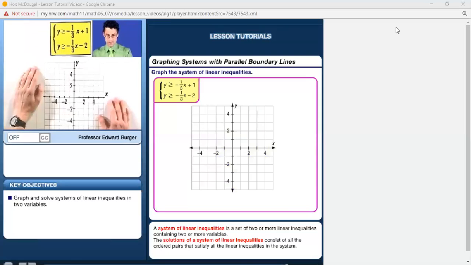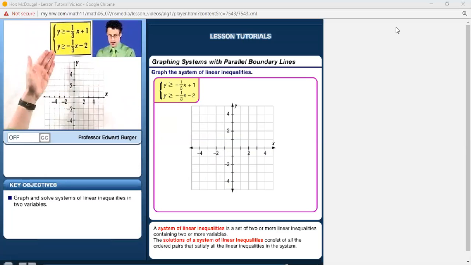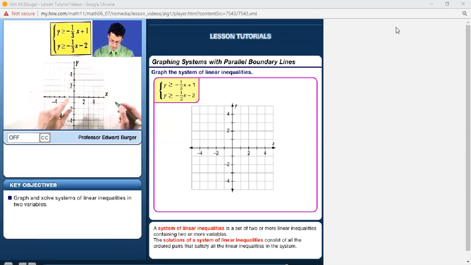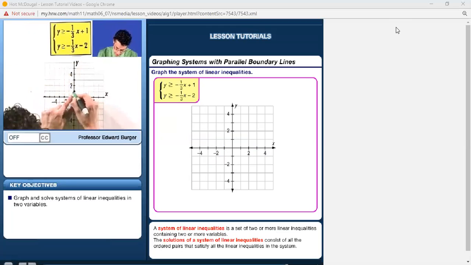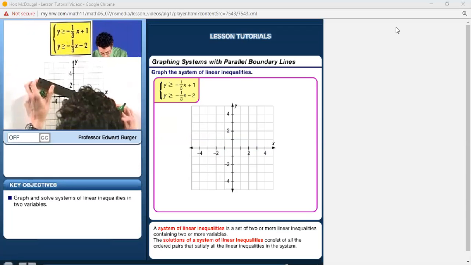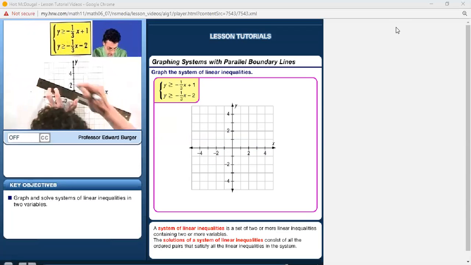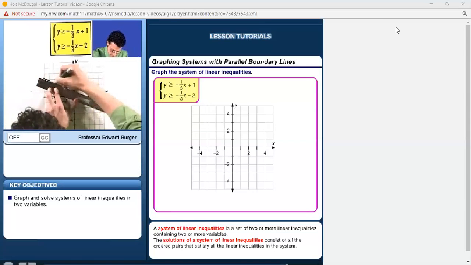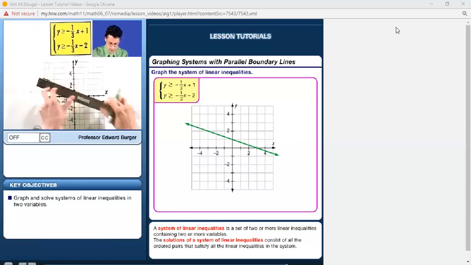All right, so let's take a look at this. Here I see y is greater than or equal to negative 1/3 x plus 1, and y is also greater than or equal to negative 1/3 x minus 2. So let's see what happens here. So here I'm going to start off with a y-intercept of 1, and the slope is negative 1 over 3. Drop down 1, go over 3. Drop down 1, go over 3. And I see that I have a greater than or equal to, so it's a solid line. Okay, great.